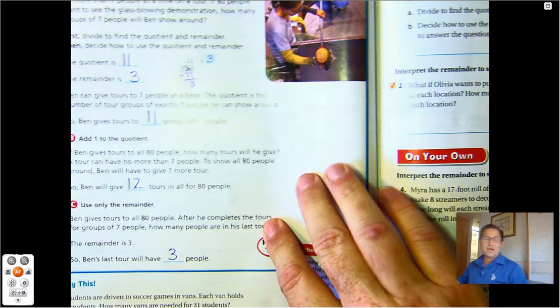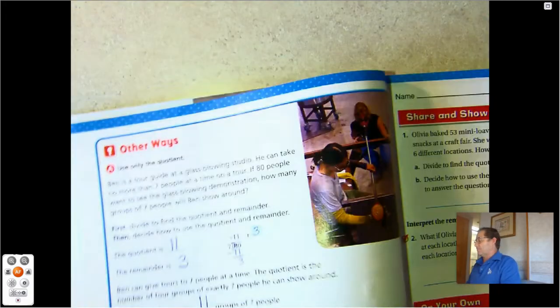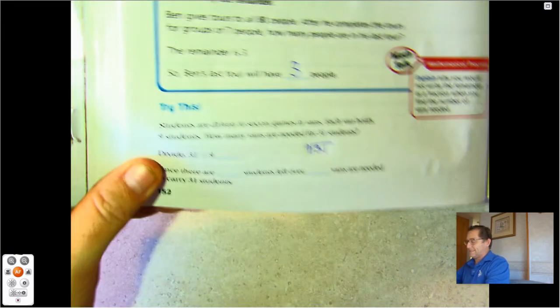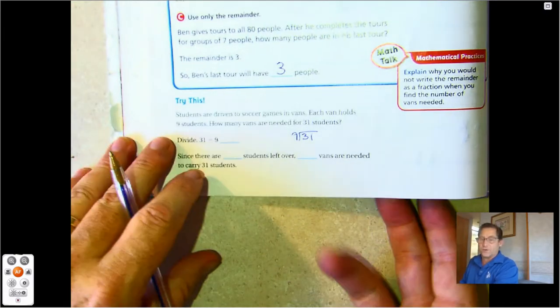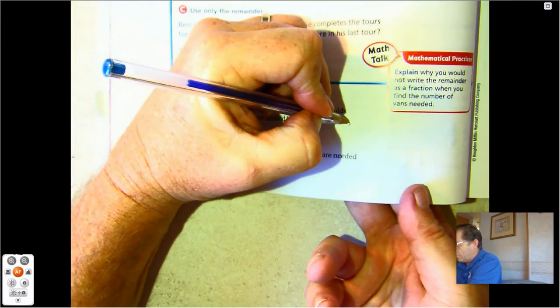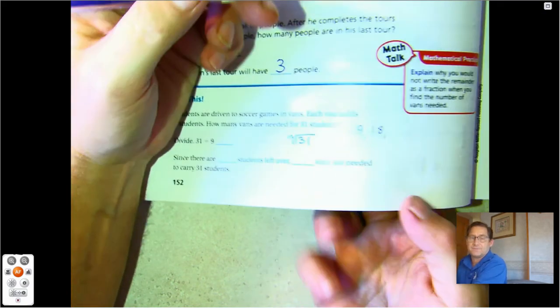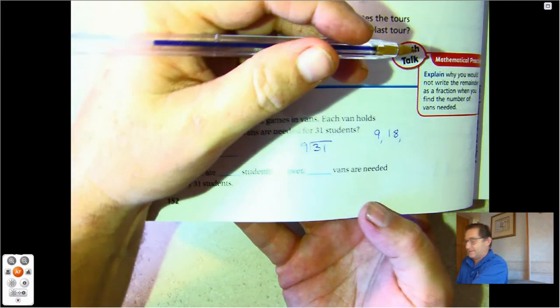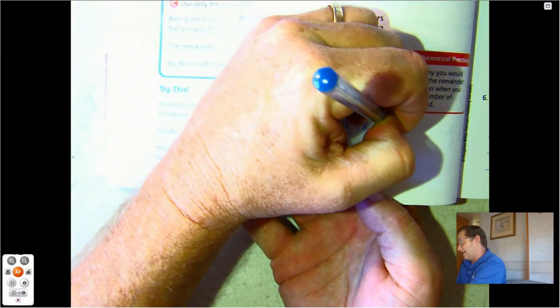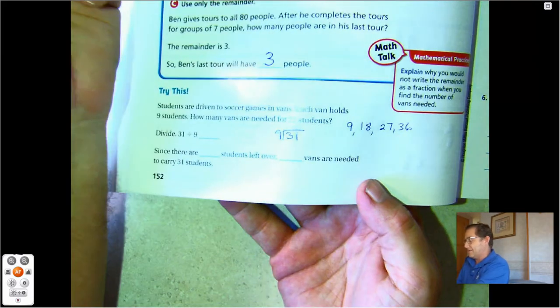How many 9s will it take to get close to 31 without going over? Well, we can list our 9s. 9, 18, 27, 36. 36 is too many.